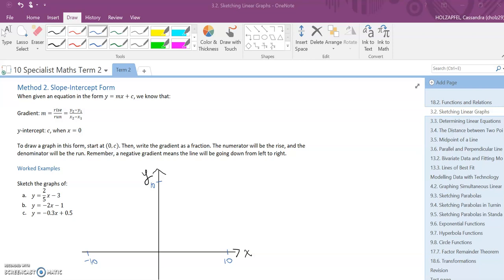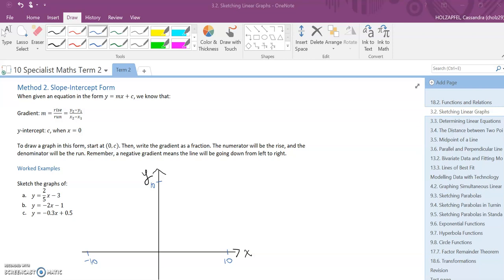So if you didn't know, that's when the equation of the line is in the form y is equal to mx plus c, where m is our gradient or our rise over our run. We also have c, which is our y-intercept. So this is the place where the line crosses the y-axis, in other words, when x is equal to 0.